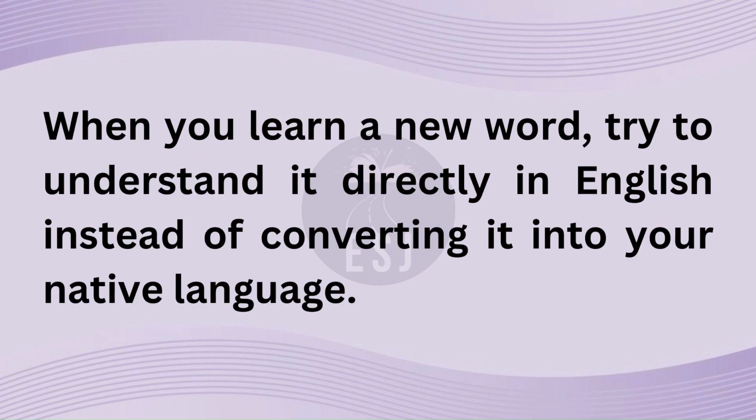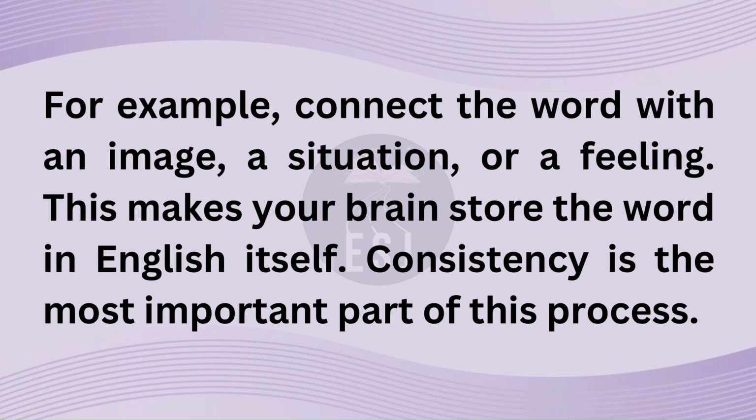When you learn a new word, try to understand it directly in English instead of converting it into your native language. For example, connect the word with an image, a situation, or a feeling. This makes your brain store the word in English itself. Consistency is the most important part of this process.